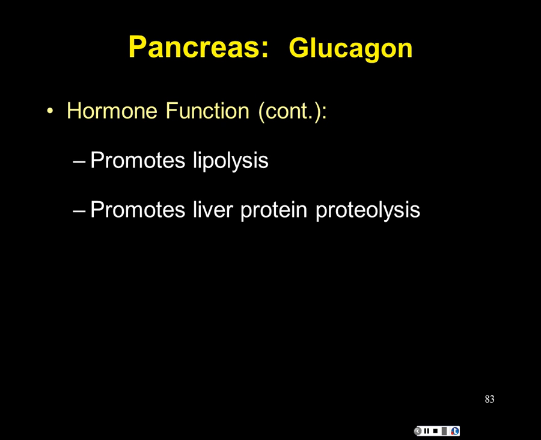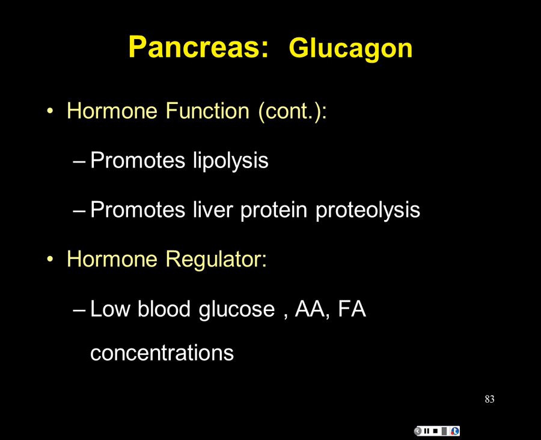Fats are broken down by a process called lipolysis. Lysis means breaking. Lipo is fats, so we're releasing fatty acids. And proteolysis is breaking proteins to release amino acids. So we're just keeping our nutrients elevated. As you might imply, this is going to be humorally regulated by low levels of those things it's trying to fix. So if my blood sugar is low, my amino acid content is low, or my fatty acid levels are low, I can trigger the release of glucagon.